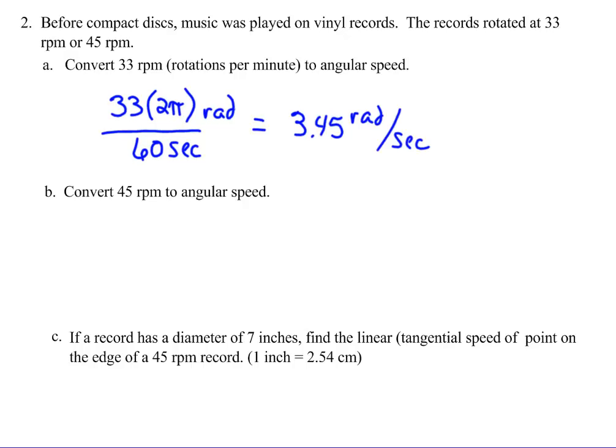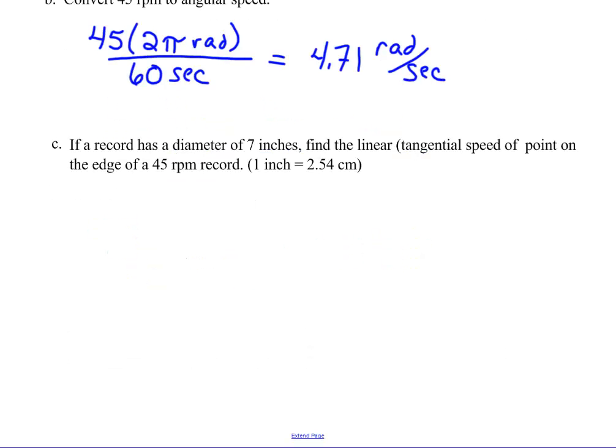Letter B asks me to do the same thing for 45 RPMs, so same deal, 45 times 2 pi radians over 60 seconds, and now I get 4.71 radians per second. Letter C, now I have a record that has a diameter of 7 inches, and I want to find the linear or tangential speed at the outer edge of the record. It's a 45 RPM, so I know my angular speed. 7 inches is the radius.